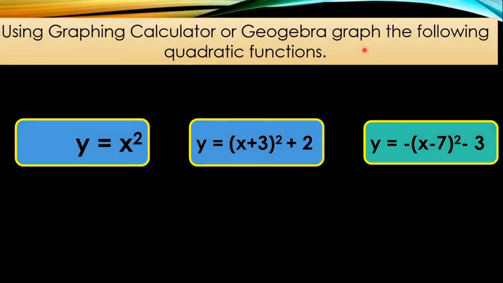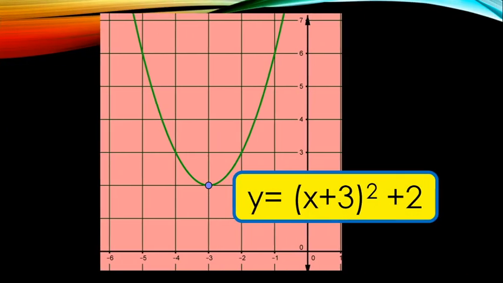Now, using a graphing calculator or GeoGebra, let's graph these functions. So, the graph of our function y = (x + 3) squared + 2. Take note of this plus 3. Since here is our origin, it shifted 3 units, 1, 2, 3, to the left because this is plus. Remember to interchange this. If this is plus, it goes to the left of the origin.